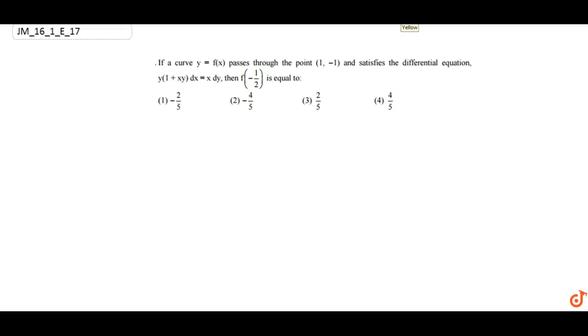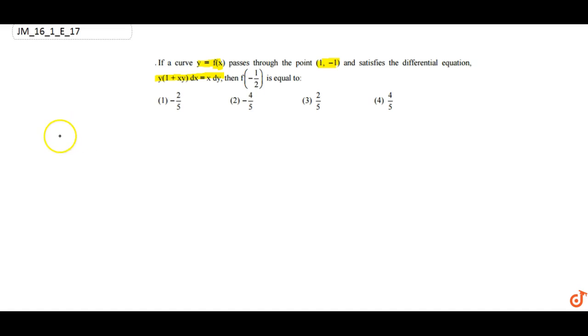This question is from the chapter differential equations. In this question, we are given that if a curve y equals f(x) passes through the point (1, 1) and it satisfies the differential equation y(1 + xy) dx = x dy, then we have to find the value of the function at minus half.